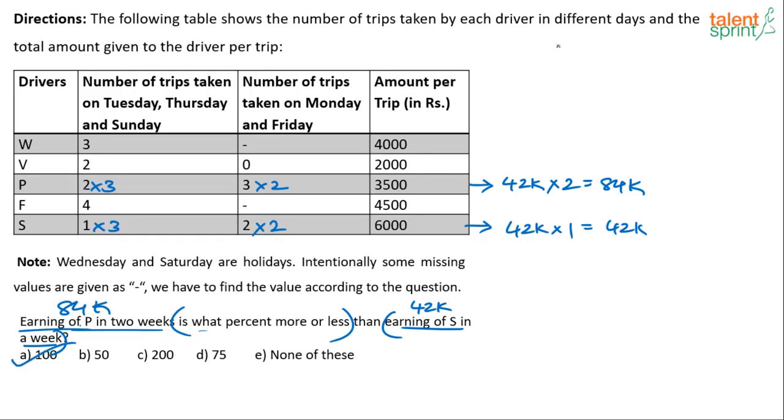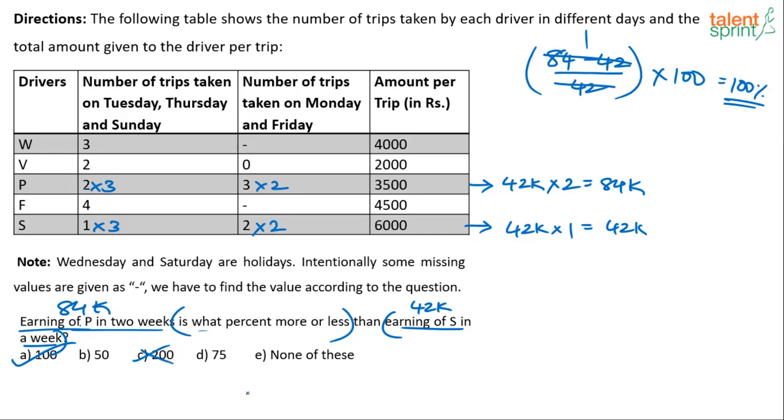Remember, the formula to be used is x minus y by y into 100. So 84 minus 42 by 42 into 100. So that's like 42 by 42, which is 1. 1 into 100 is 100%. So x is 100% more than y. Don't go wrong by marking the answer as 200 in a hurry. 200 is not the answer. 84 is 200% of 42,000, but it is 100% more than 42,000. Please do not mark 200 as the answer.